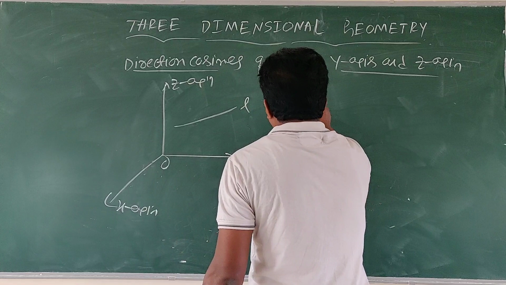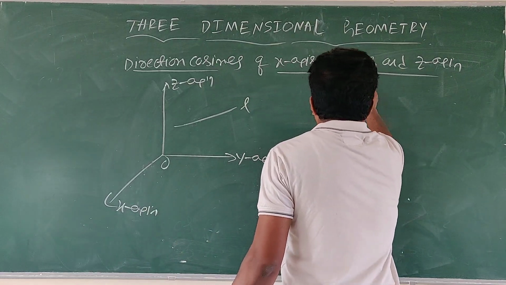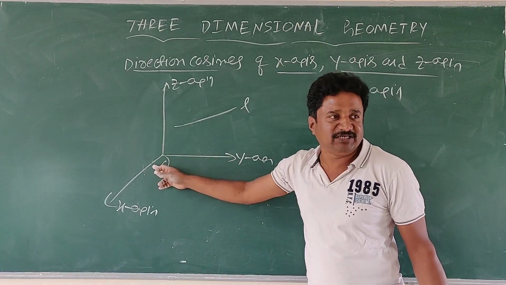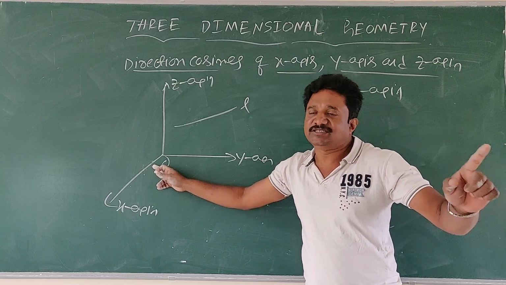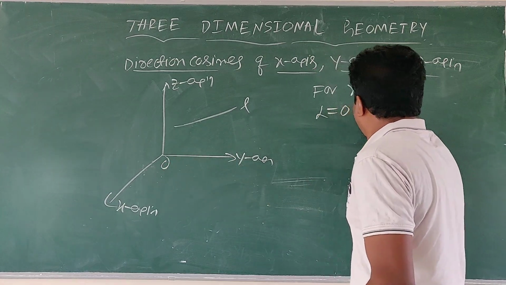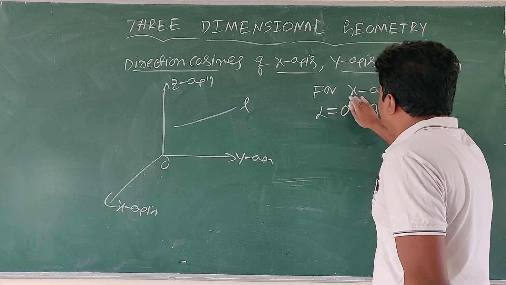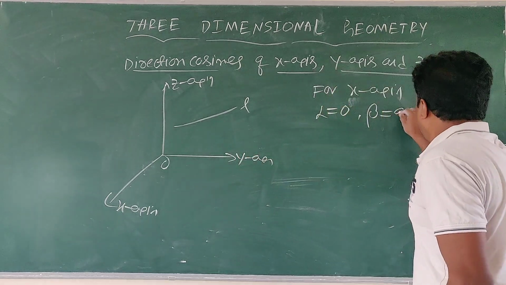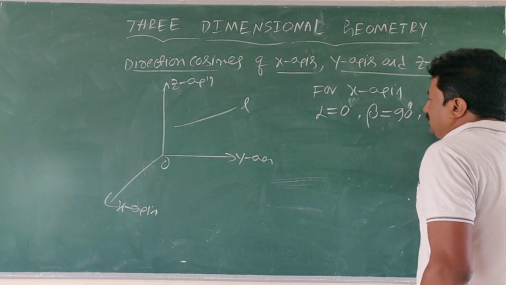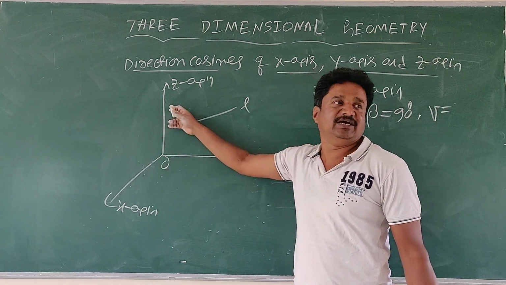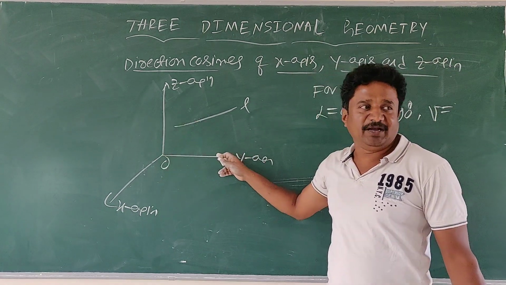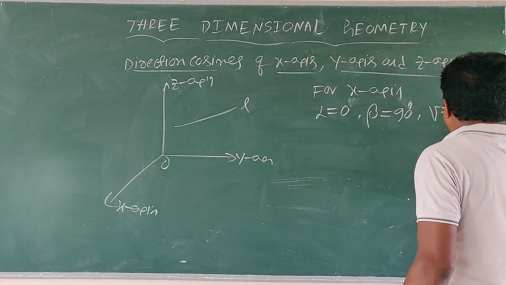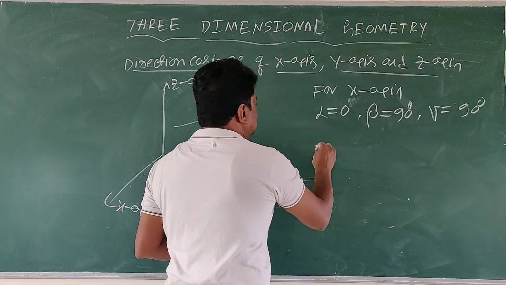Right. Tell me alpha for x axis. The angle between x axis and x axis is 0 degree. Beta means angle between x axis and y axis, 90 degree. Gamma means the angle between x axis and z axis, 90 degree. X axis is perpendicular to y axis, and perpendicular to z axis, correct? So 90 degree. Now calculate DCs of x axis.